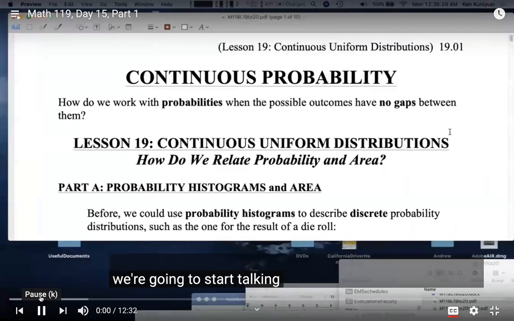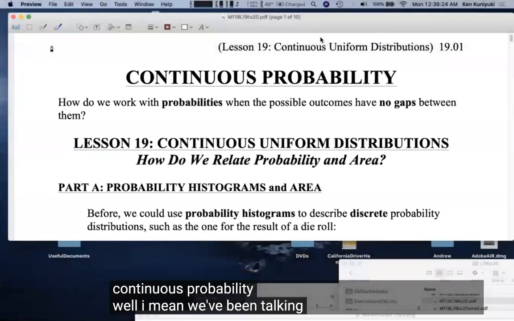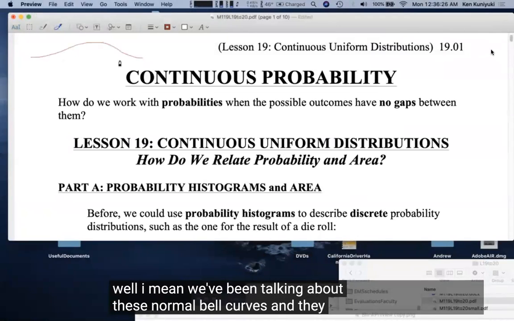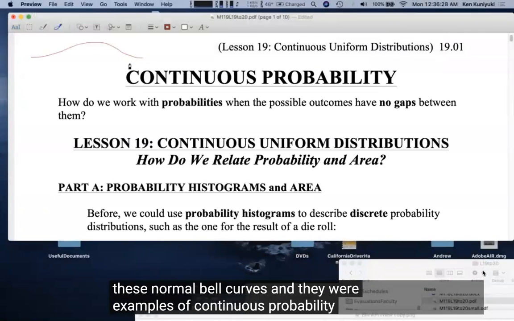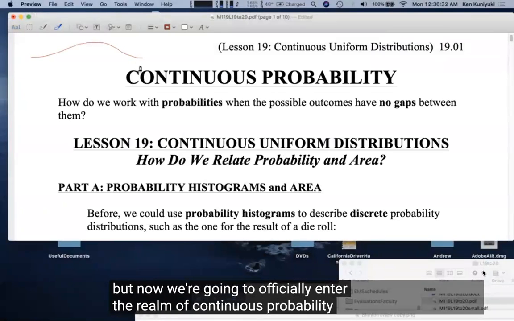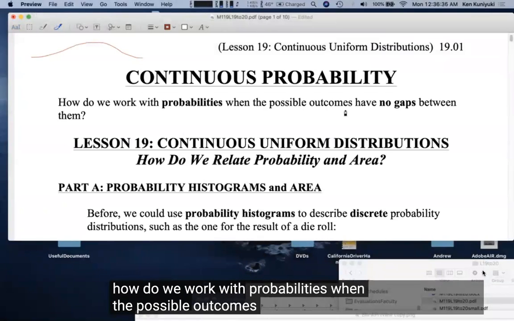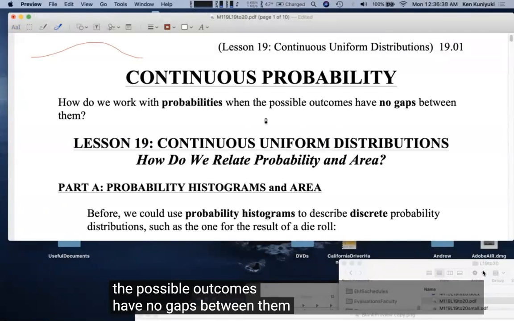We're going to start talking about continuous probability. Well, I mean, we've been talking about these normal bell curves, and they were examples of continuous probability, but now we're going to officially enter the realm of continuous probability. How do we work with probabilities when the possible outcomes have no gaps between them?